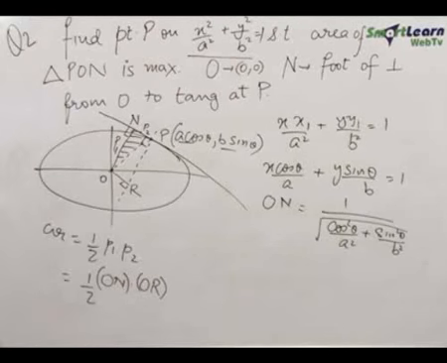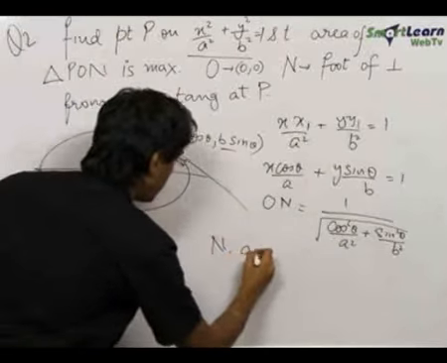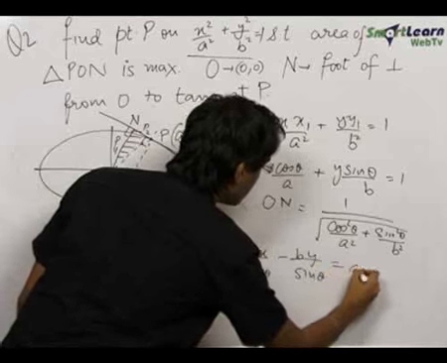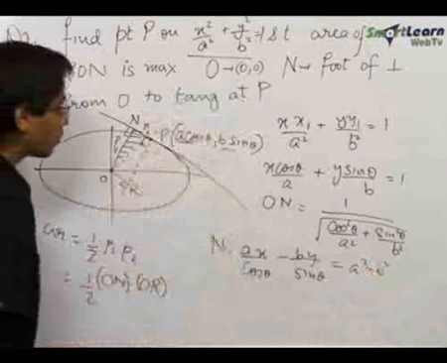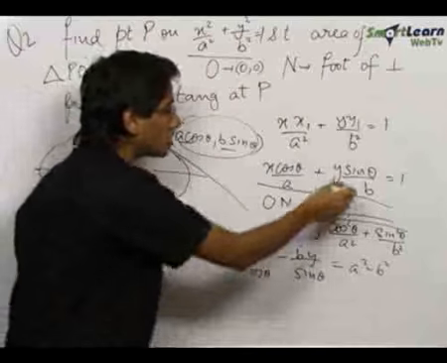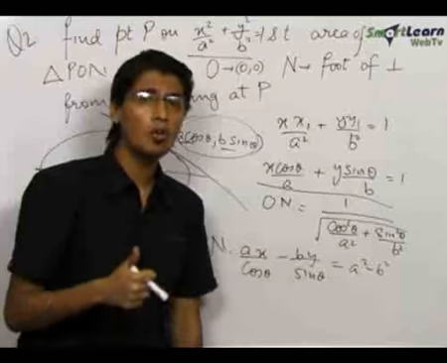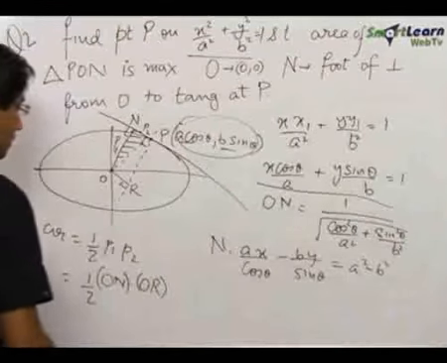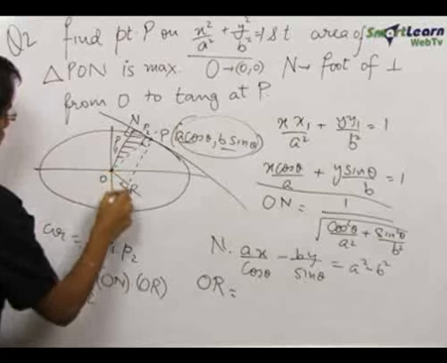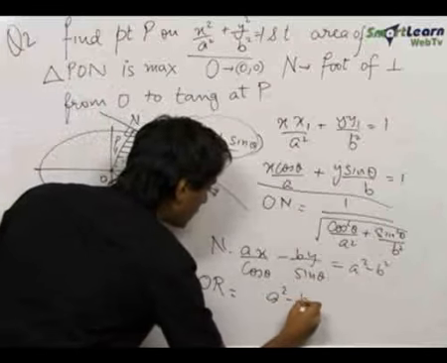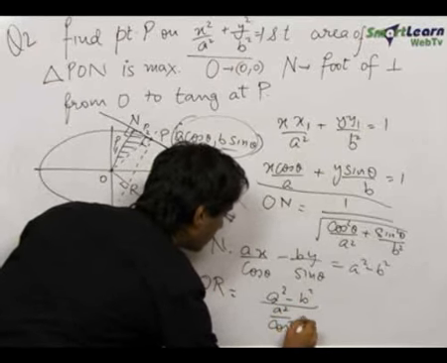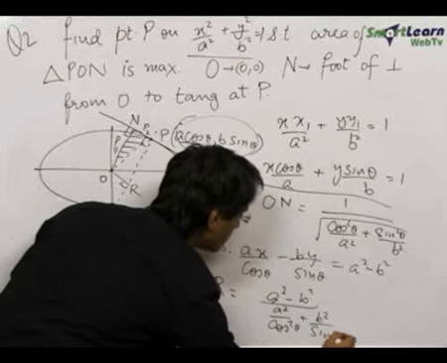Now the equation of the normal can be written as ax by cos theta minus by by sin theta is equal to a square minus b square. This can very easily be proved since we know the point at which the normal is being made. We know the slope of the normal since it is the negative reciprocal of the slope of the tangent, so this equation can be very easily found out. Now OR will be equal to the length of the perpendicular dropped from O upon this normal, which is equal to a square minus b square upon root of a square by cos square theta plus b square by sin square theta.